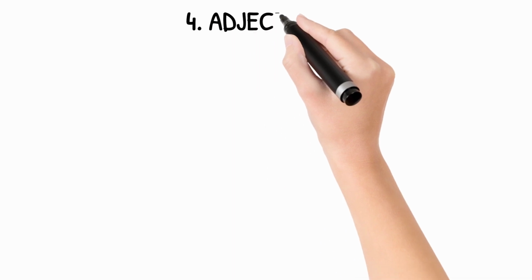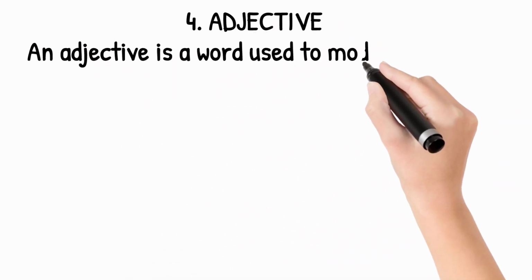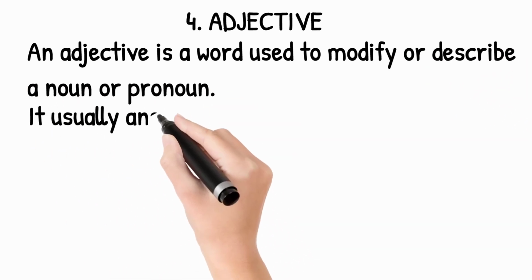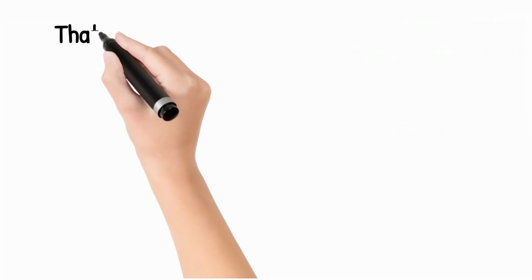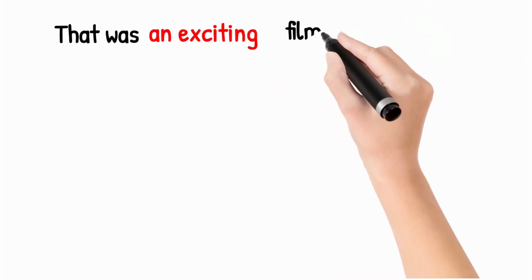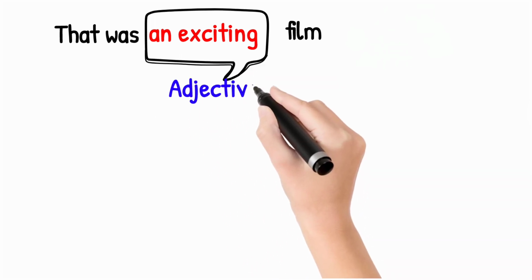Next one is adjective. An adjective is a word used to modify or describe a noun or pronoun. It usually answers the questions which one, what kind, or how many. For example, that was an exciting film. What kind of film? Exciting. So it is an adjective that qualifies the film.